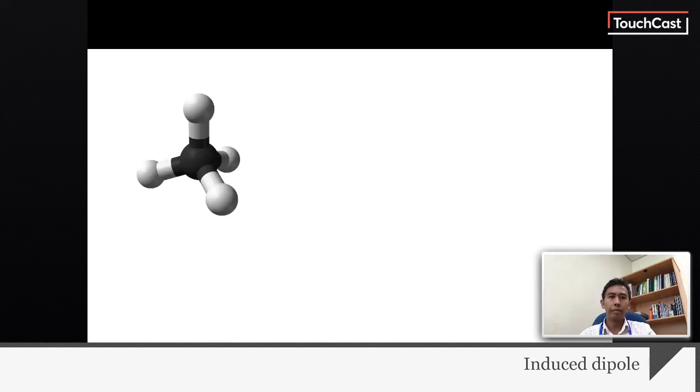Let's study the methane molecule. One carbon atom and four hydrogens. Covalent bonds connect the atoms in the molecule. Carbon-hydrogen covalent bonds are considered nonpolar because the electrons shared by the adjacent atoms are shared equally. Thus, there is no charge separation or dipole moment.